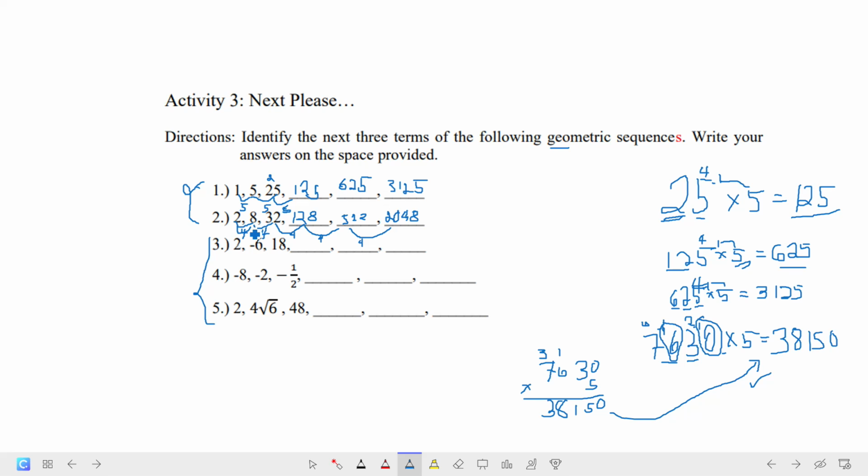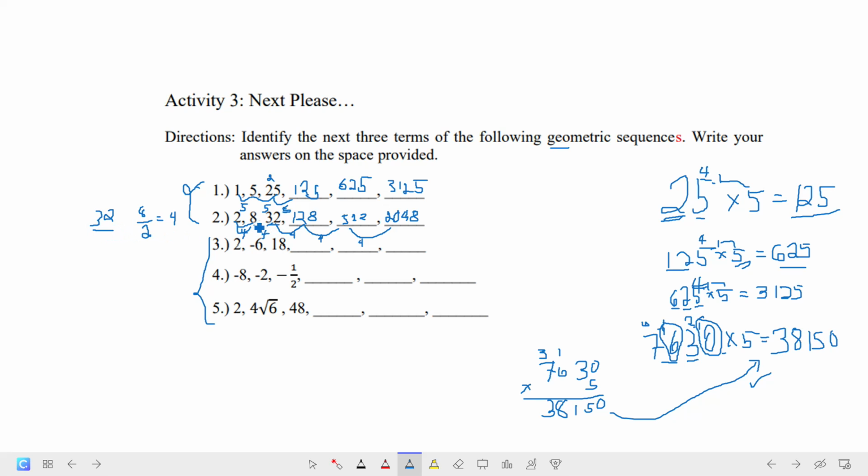Ano yung multiply ko sa 2 to get 8? And that number is 4. Or kung hindi mo maisip, you do this to determine the common ratio. You get this second term, 8, and you are going to divide by the first term. 8 divided by 2 will get 4. And this, try mo din ulit, 32.